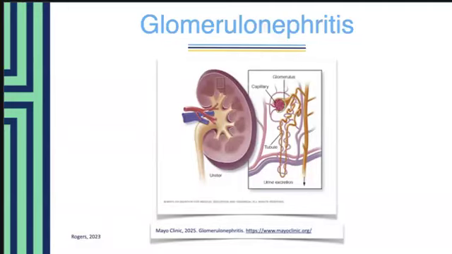Those deposited immune complexes activate the complement system, leading to chemotaxis of neutrophils and macrophages. This results in the release of inflammatory mediators like oxidants, proteases, and cytokines, causing further glomerular injury and proteinuria. The immune complex deposition triggers a cascade of events that ultimately damages the glomerular filtration membrane.